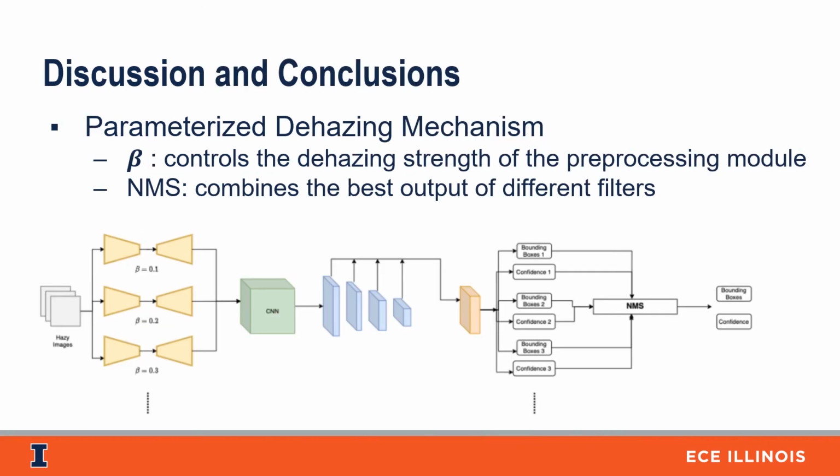We also discussed the possibility of parameterized dehazing mechanisms. We introduced this hyperparameter beta, which controls the dehazing strength of the preprocessing module. The best output of different filters is combined with non-maximum suppression, which is further used for downstream tasks.